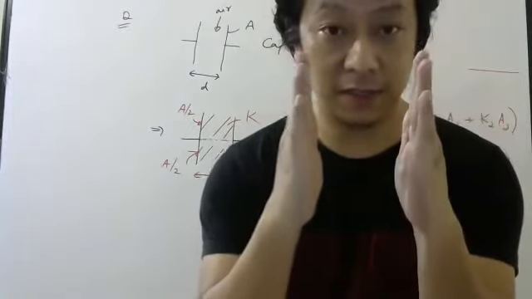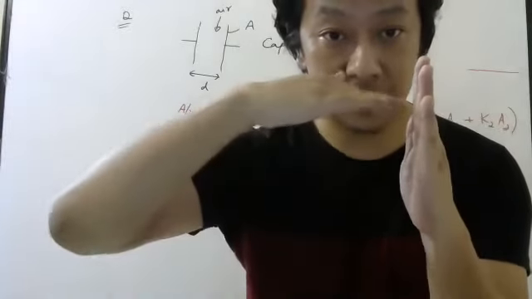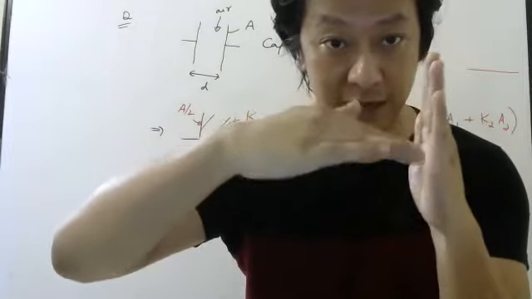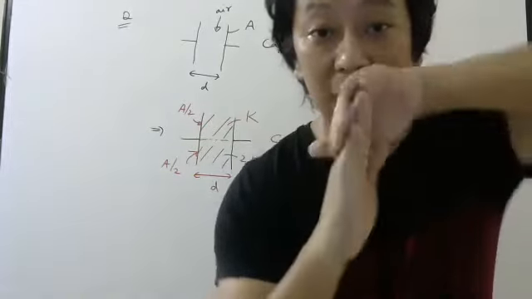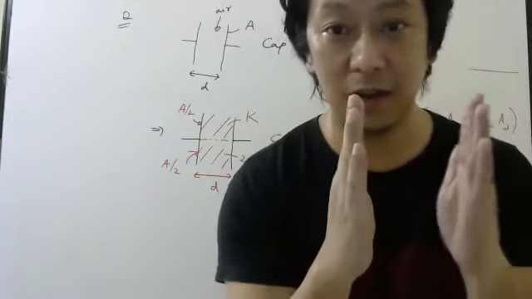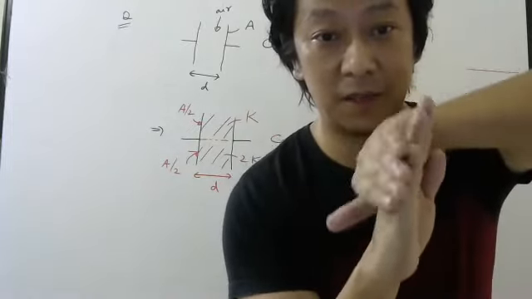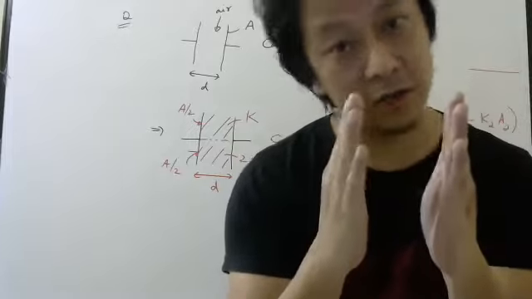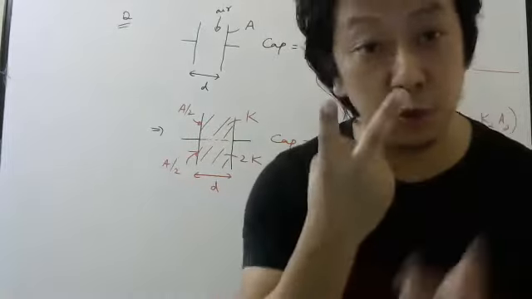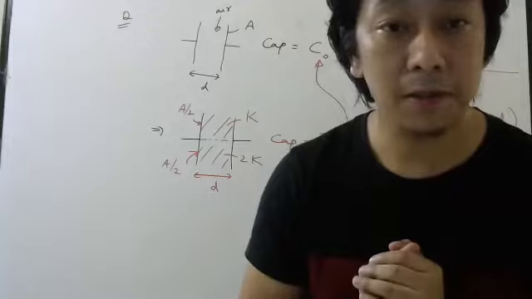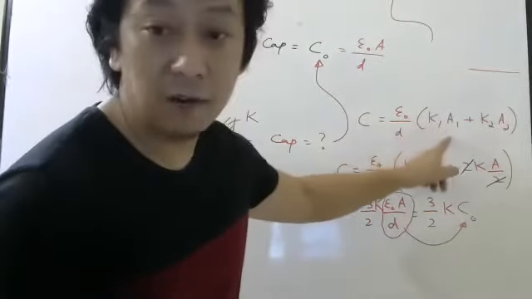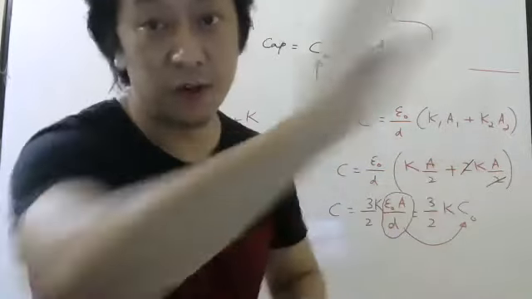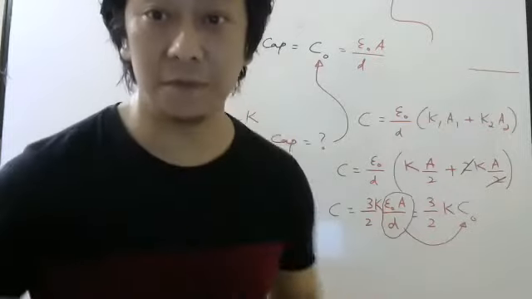Similarly, if this is the capacitor and you divide the space like this, then you are keeping the distance the same, but the area you are dividing. Correct? This will be A1, this will be A2, this will be A3. Understood? In this problem, I gave you only two parts, so it is very easy. Then what is the formula? Epsilon naught by D, K1 A1 plus K2 A2 plus so on, depending on how many parts you do.